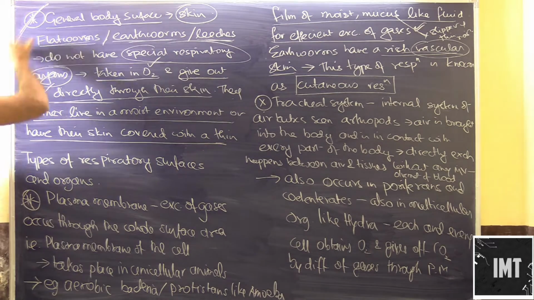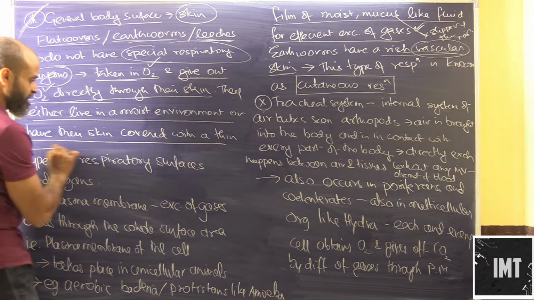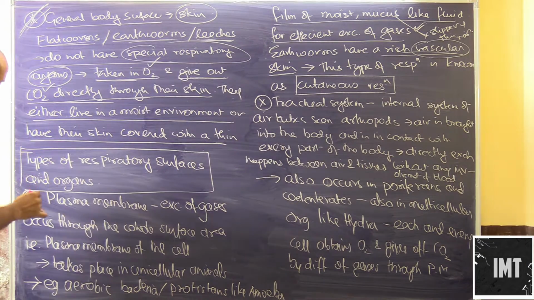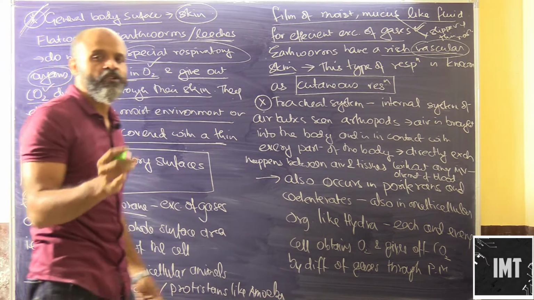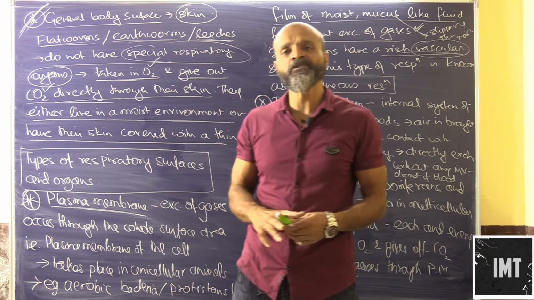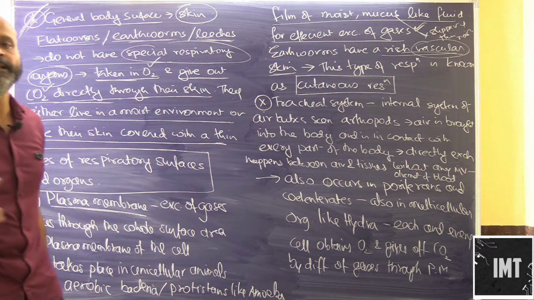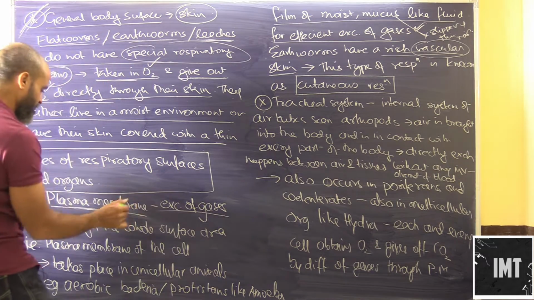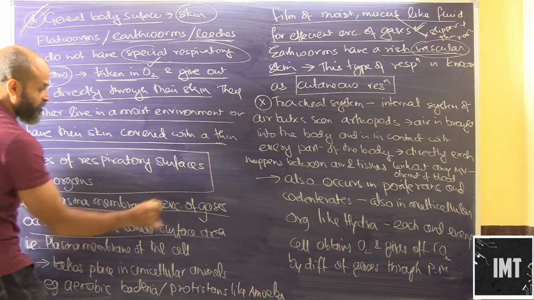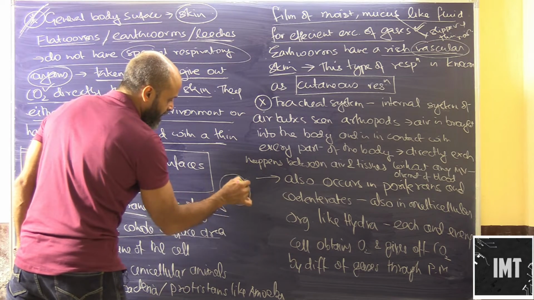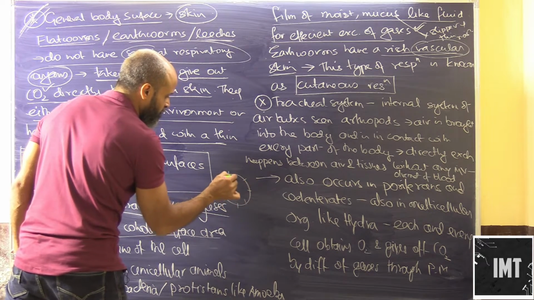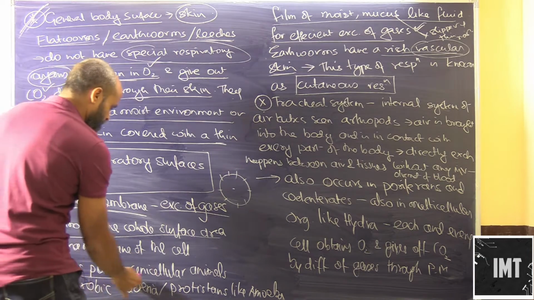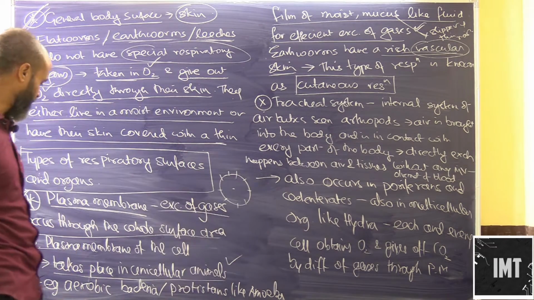So that is one thing, the general body surface, among the types of respiratory surfaces and organs which we are trying to study. Some organisms which are unicellular respire through the plasma membrane, the outer membrane of any cell. Let's say this is an amoeba, and the exchange of gases will occur through the entire surface area of the plasma membrane. This takes place generally in unicellular or lower classes of animals.